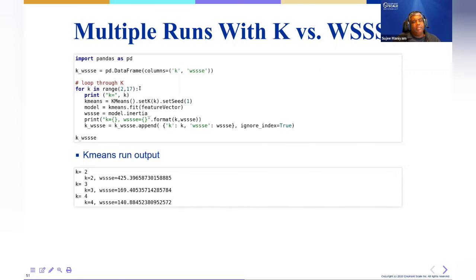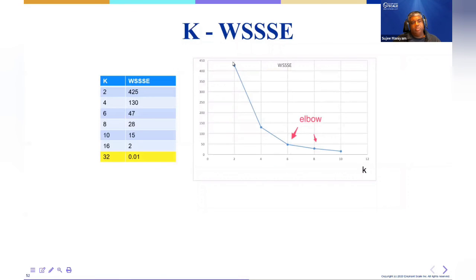Here's an example. Remember we said we don't know what the ideal K is. Very simple: we iterate over multiple K values. You can see I'm doing a little for loop, varying K from 2 to 17 or so. For each K, I initialize K-means, set K equal to this, and then just fit. For each K, I'm printing out the WSSE, and then I plot the graph. You can see K against WSSE here.